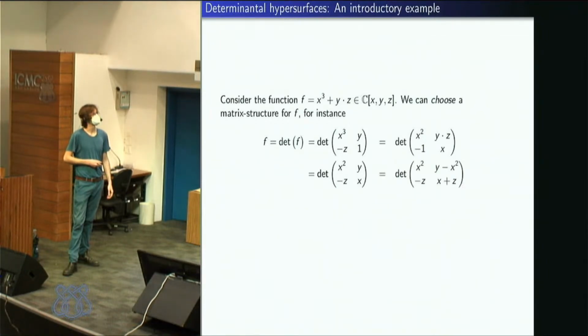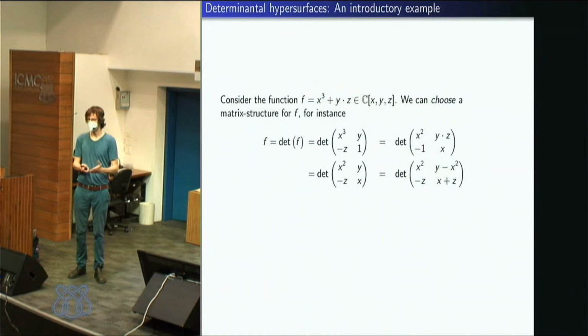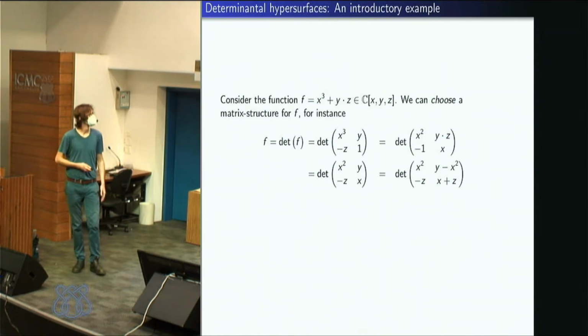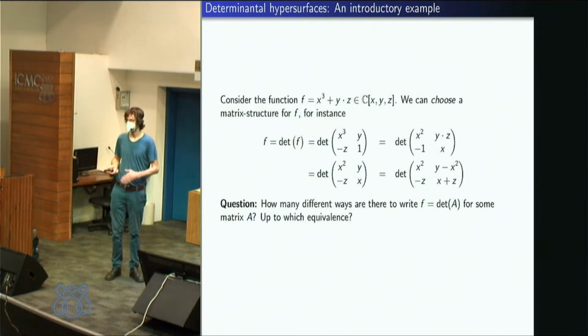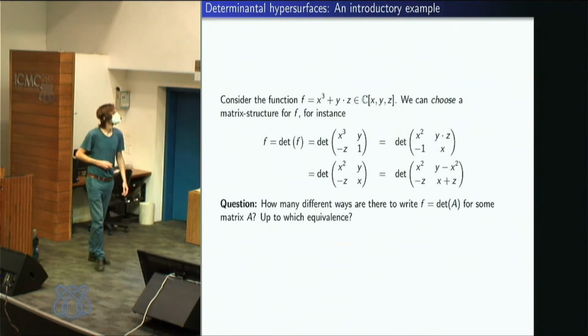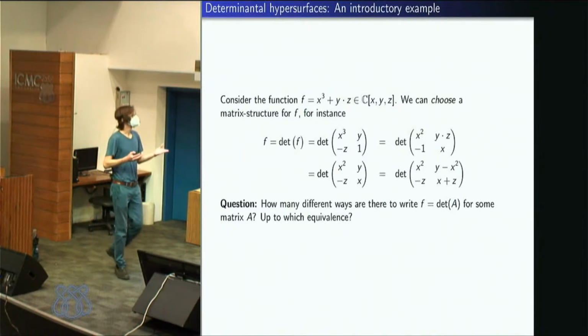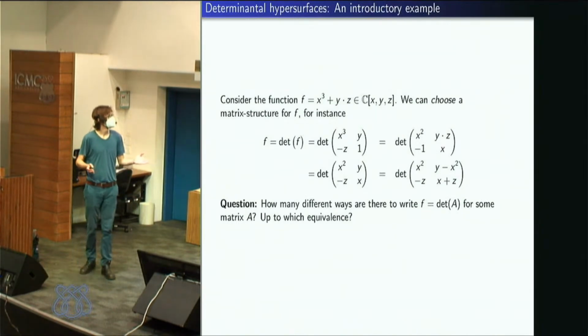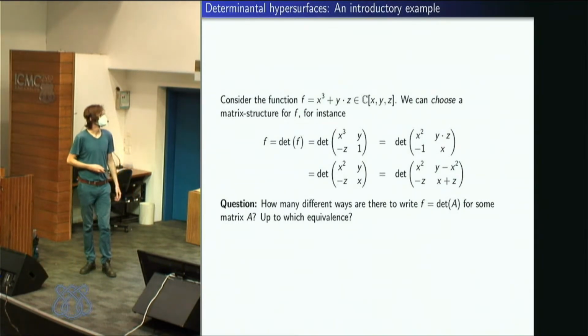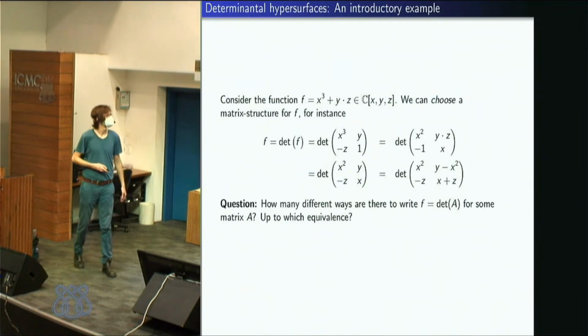Or what you could also do is take the first row here and add it to the second, or subtract it from the second. You get another matrix, but these should be equivalent in some sense. And if you have followed the last few lectures, then you probably know that this is the GL equivalence that Professor Ruas was talking about. So one natural question is, if you have a hypersurface singularity, how many different ways are there to write f as the determinant of a matrix, and up to which equivalence do you want to classify this?